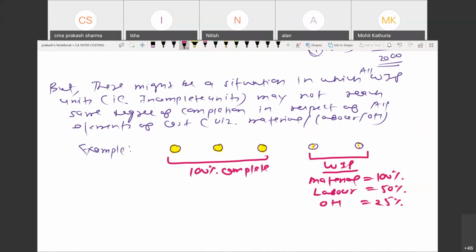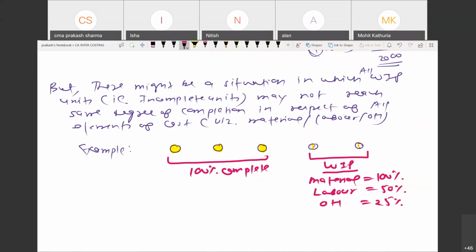What might be the reason for having different degrees of completion? It is because of many technical factors. One is, it might be possible that material is introduced in the beginning of the process. कभी कभार ऐसा होता है कि मटेरियल को प्रोसेस के बिगिनिंग में इंट्रोड्यूस करते हैं. So whenever material is introduced in the beginning of the process, in that case the degree of completion for material immediately becomes 100% as soon as you start your work.